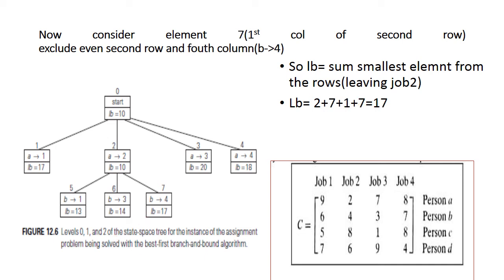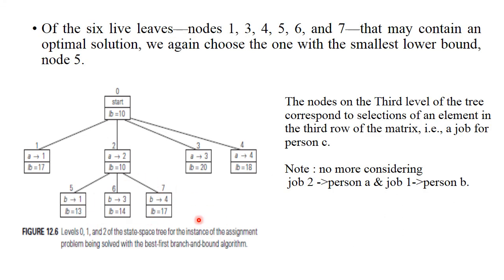Now when the last job is assigned to person B, its cost is 7. So person A's 2 plus 7, person B's cost is now fixed as 7. When you fix it as 7, person C and person D's costs will be 1 and 7 respectively. When you add it up, you are going to get a lower bound of 17. Now we have finished calculating the next level.